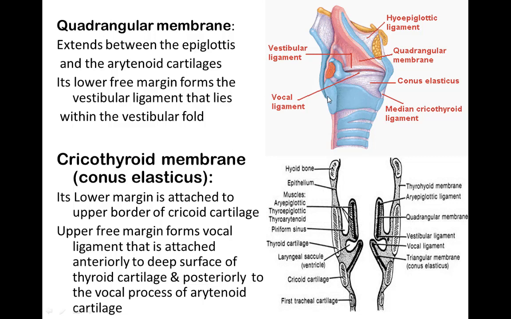The cricothyroid membrane, from the cricoid up, here is the cricothyroid membrane, or the conus elasticus, which is very important, and here this is forming part of the vocal ligament. So as you can see, the attachment of this membrane is here from the cricoid cartilage to the thyroid, and part of it is connected to the vocal process of the arytenoids, forming the vocal ligament.